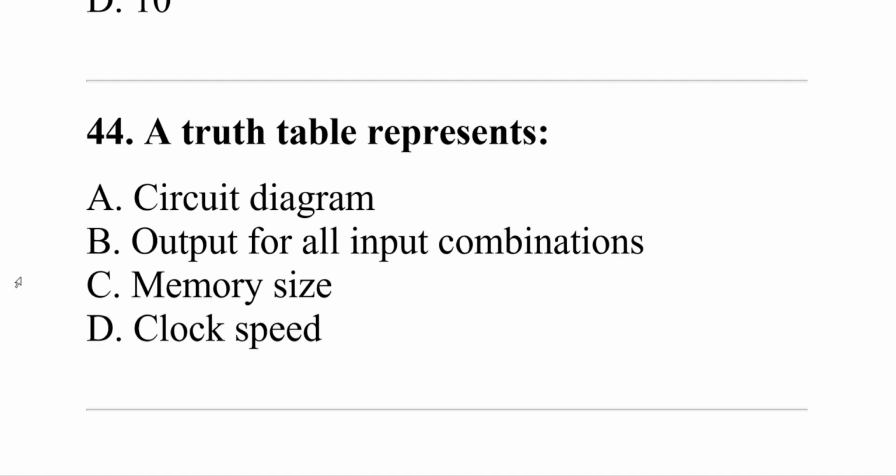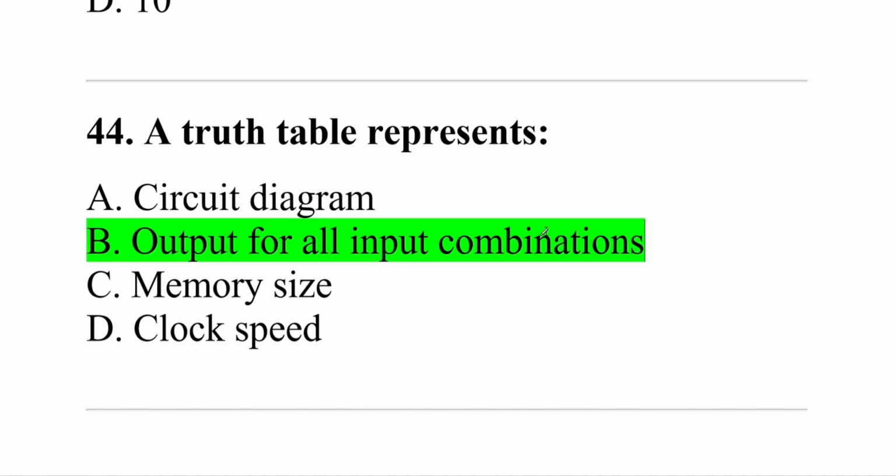Moving ahead to question number 44. A truth table represents option A circuit diagram, B output for all input combinations, C memory size, D clock speed, and the correct answer is option number B, that is output for all input combinations. So a truth table lists outputs corresponding to every possible input combination.